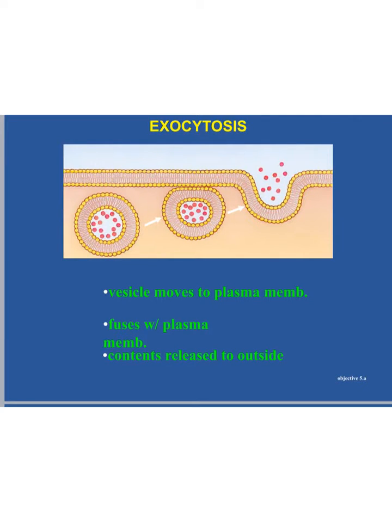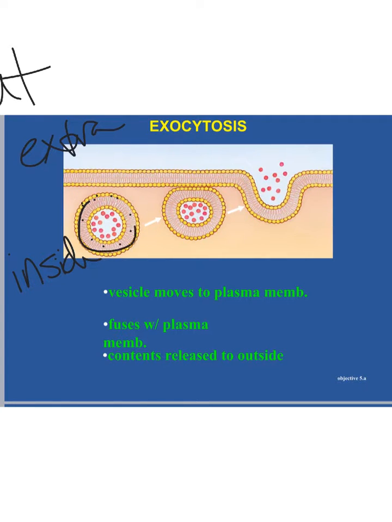Exocytosis is kind of the opposite. So here we are moving things out of the cell. Again, up top we have our extracellular environment, and down here we have inside the cell, or the intracellular environment. Here we already have all of our molecules inside this vesicle, which is surrounded by the cell membrane. They're already in the vesicle.